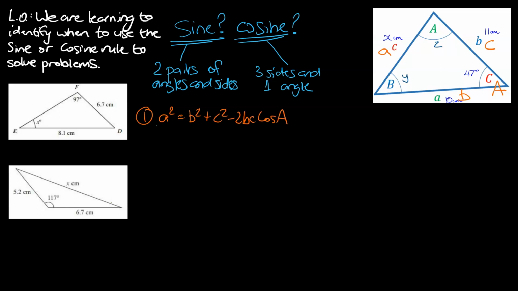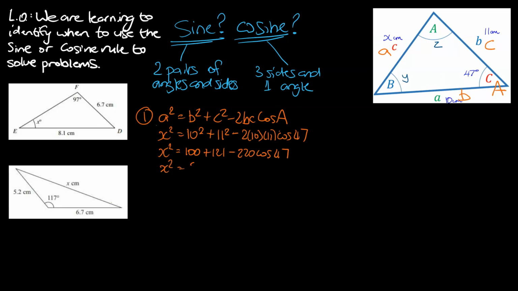So let's substitute everything in. So little a will be x squared. That's going to be equal to little b, which I've said was 10, plus little c squared, which is 11, minus 2 lots of 10 times 11 times cos 47. So x squared is going to be equal to 100 plus 121 minus 220 cos 47. And from there, x squared is going to be equal to 221 minus 220 cos 47.